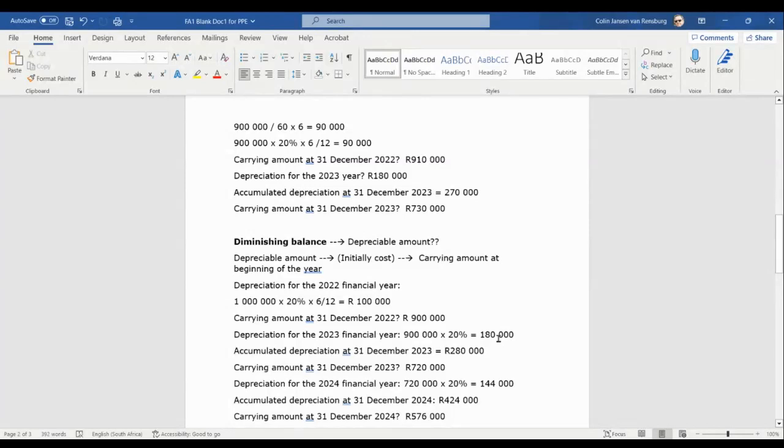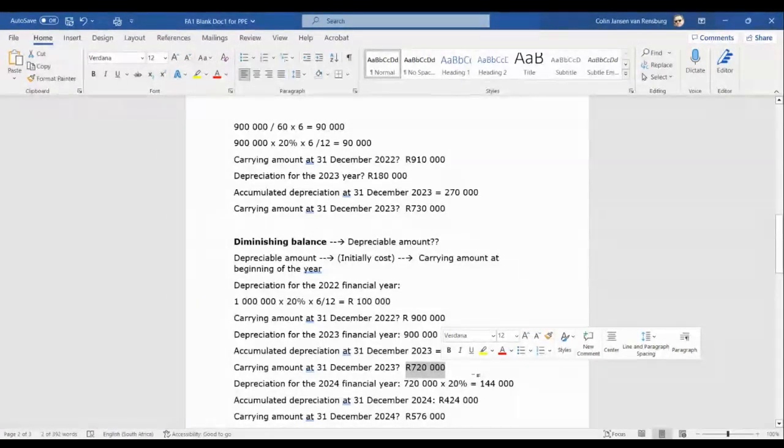That now means, ladies and gentlemen, our accumulated depreciation at the end of the 2023 year will be that 180,000 for 2023 plus the 100,000 for 2022. So that gives us a total accumulated depreciation at the end of 2023 of 280,000, right? The 100,000 plus the 180,000, which now means that our carrying amount at the end of December 2023 will be 1 million rands, the original cost, less the accumulated depreciation of 280,000, which is 720,000. Which basically means that if we should sell that machine A on the 31st of December 2023, a fair value, an expected value that we believe we can sell it for, is 720,000.